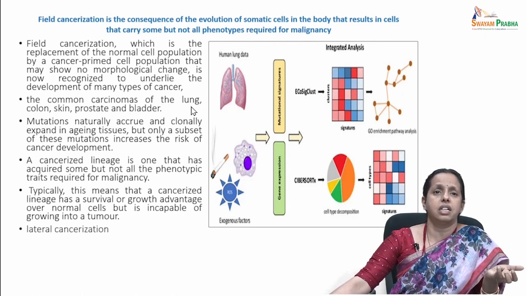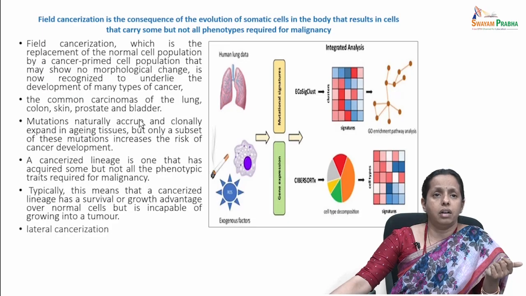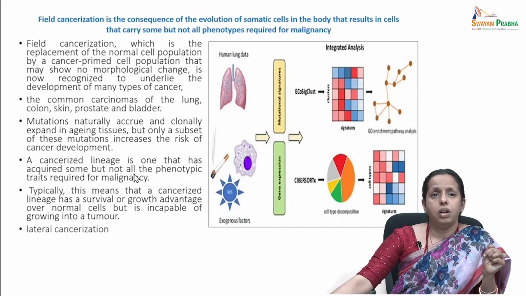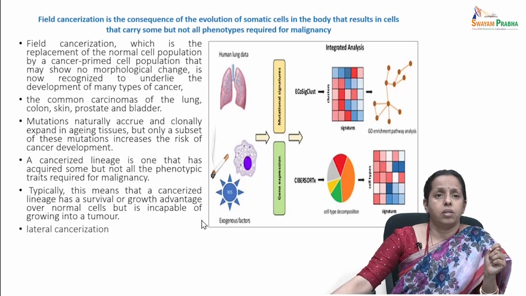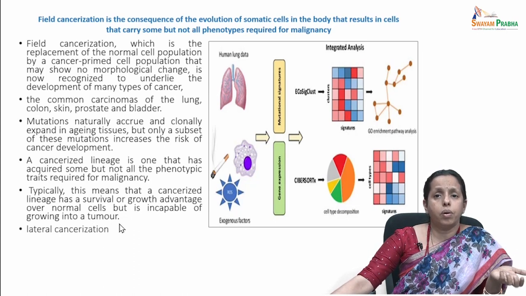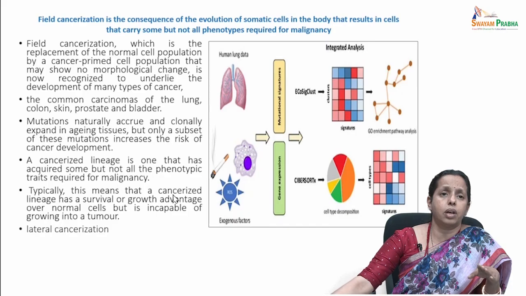For example, in many cancers such as lung and colon, mutations naturally occur and clonally expand in aging tissues, but only very few of these mutations increase the risk of cancer development. A cancerized lineage is one that has acquired some but not all of the phenotypic traits required for malignancy. This cancerized lineage will have a survival or growth advantage over normal cells, but is incapable of growing into a tumor.